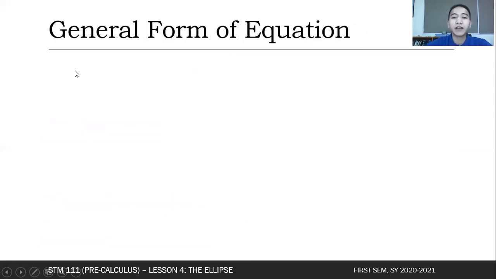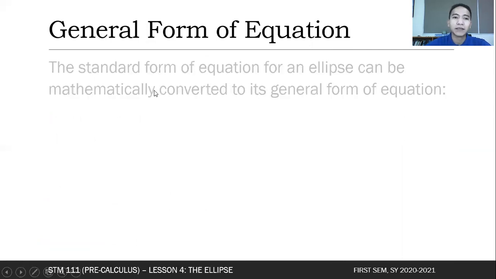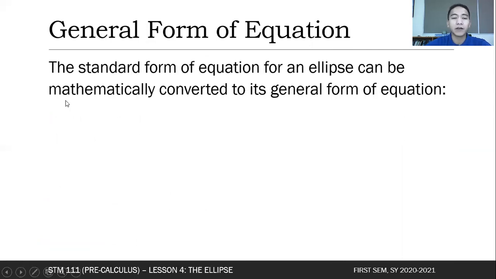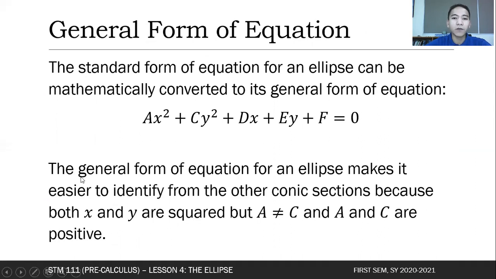Now, let's talk about the general form of equation of an ellipse. The standard form, you can manipulate it or convert it mathematically to achieve the general form of equation, which is this one. Ax squared plus cy squared plus dx plus ey plus f equals 0. The general form of equation for an ellipse makes it easier to identify from the other conic sections because both x and y are squared, but a is not equal to c, and a and c are positive. Okay? So as mentioned in lesson 1, yung A at yung C sa isang ellipse ay magkaibang value at parehong positive.